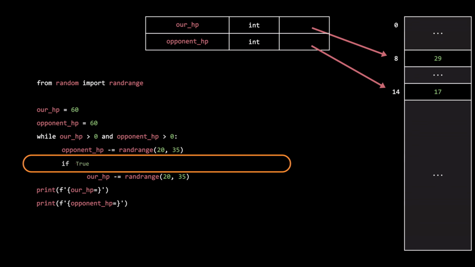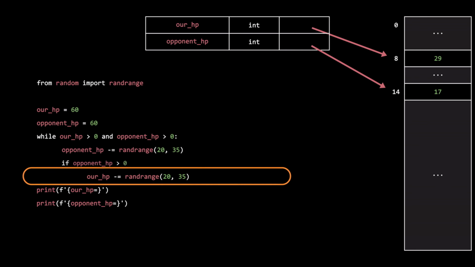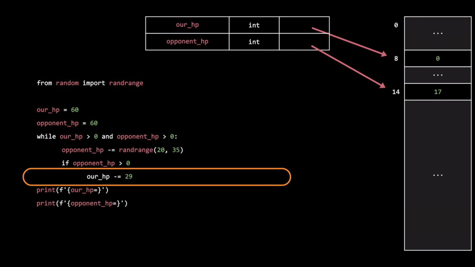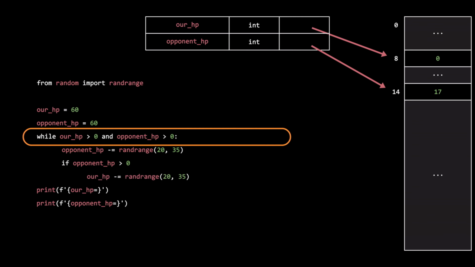The opponent HP is still greater than 0. So we also generate a random number for our HP. In this case, 29 gives us an HP value of 0. So now our HP is not greater than 0.